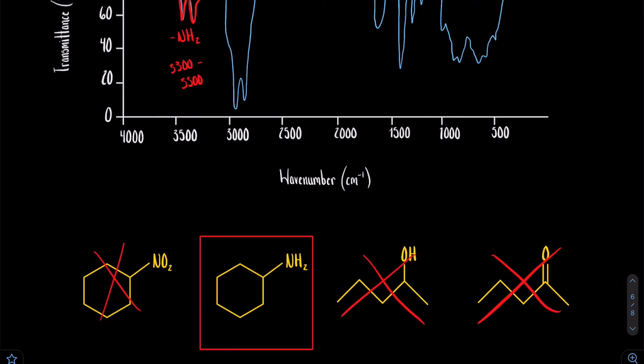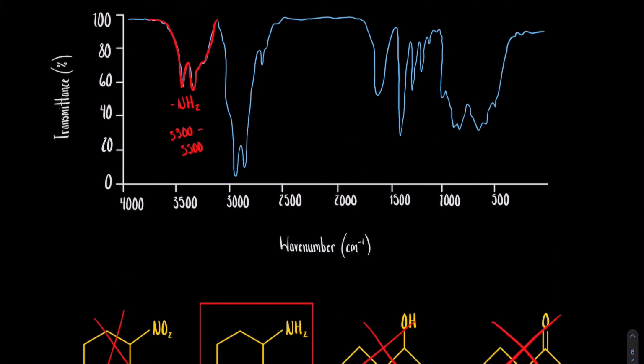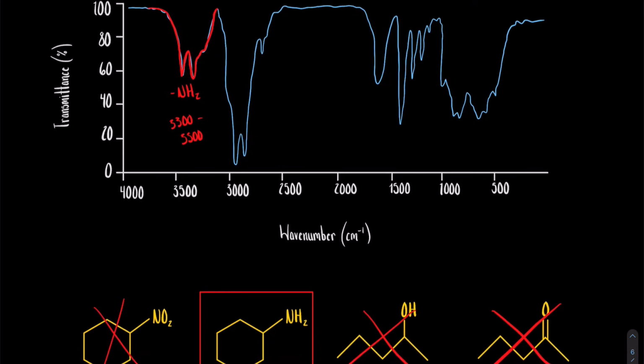We know it wouldn't be the nitro. There is no prominent peak around 1540 or so. If it was the nitro, this peak around here would go very deep. It'd be around like that, and we don't have that. So we know that's not the nitro group. So the answer is the cyclohexylamine.